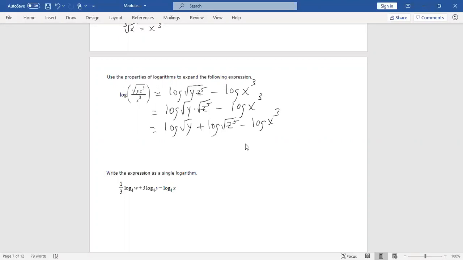Now remember what we just said. We can change it from radical form to an exponent. So this could be the log of y to the 1/2 power plus the log of z to the 5/2 power. Why is it 5? Because it's raised to the 5th power, minus the log of x cubed.